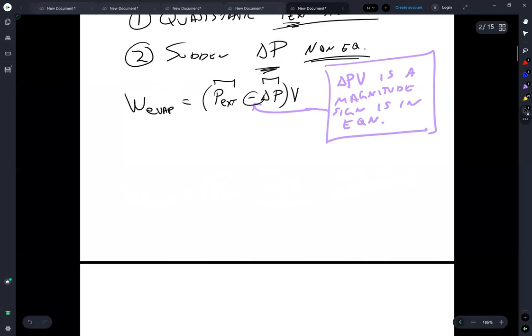So we could take this and consider the inverse. We could consider applying a sudden pressure that would cause condensation of vapor into liquid. And that would have an external component plus the sudden component. And note here that the sign difference is coming into play.